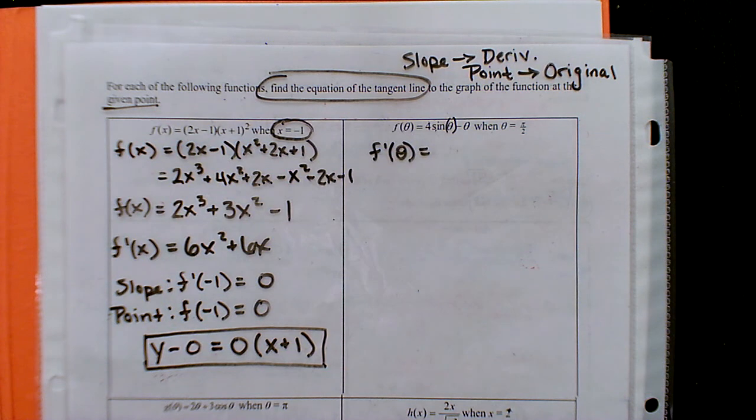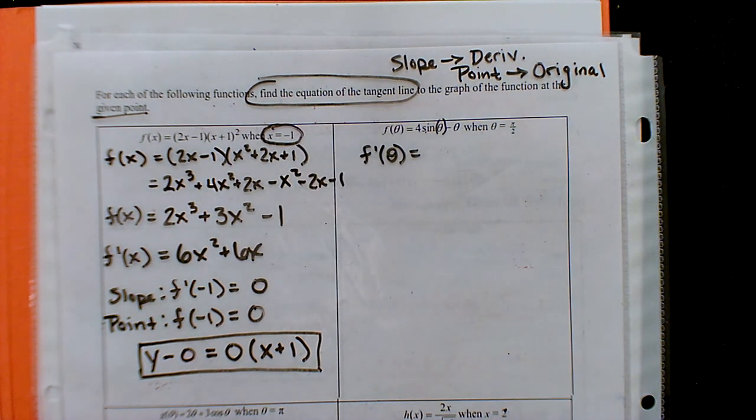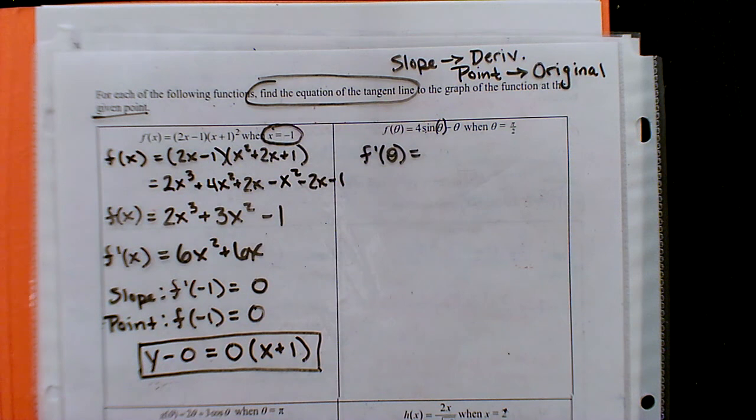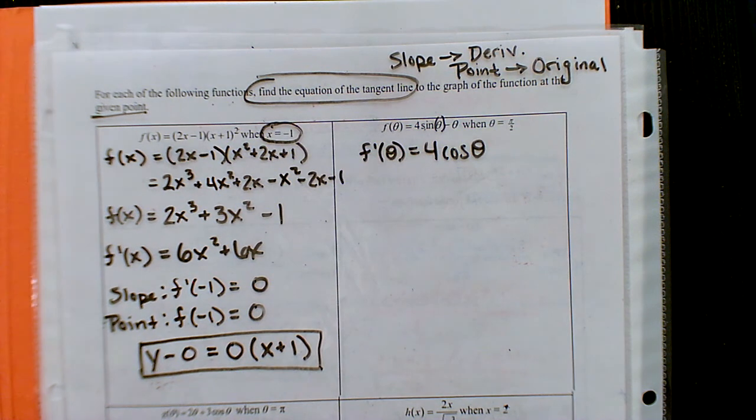Let's see, we have 4 times sine of theta. If you don't like thetas, you can think about them as x's. What is the derivative of sine? Do you remember our shortcut? The derivative of sine is cosine. So what do you think the derivative of 4 sine is? 4 cosine, yep. Don't overthink it.